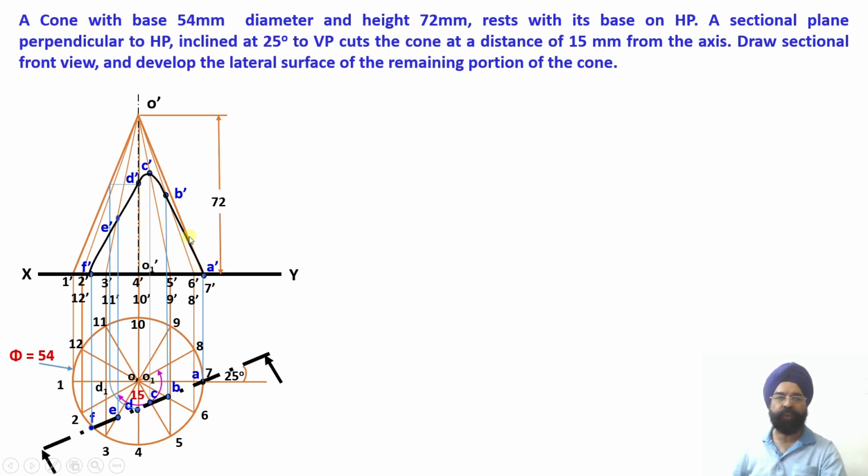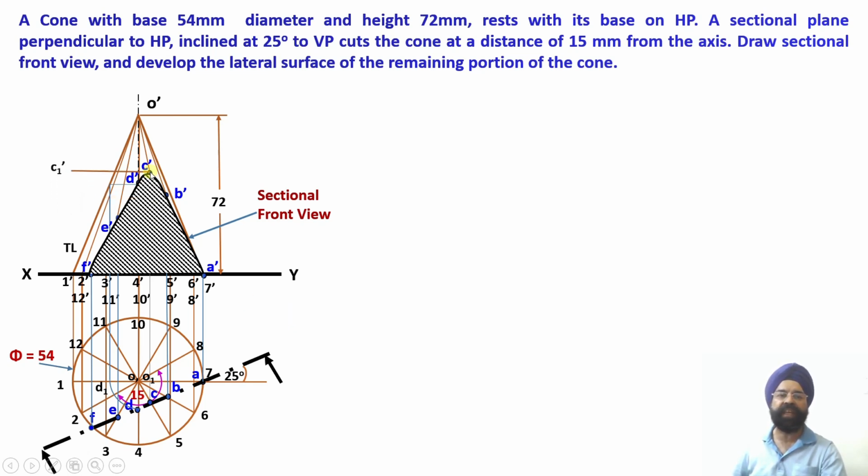Now once we have obtained the surface, I am going to do the shading, and this is going to be the sectioned front view, right? Now I am going to join the remaining portion of the solid. So please see, the remaining portion of the solid we are going to get. But before that, one thing more is there.